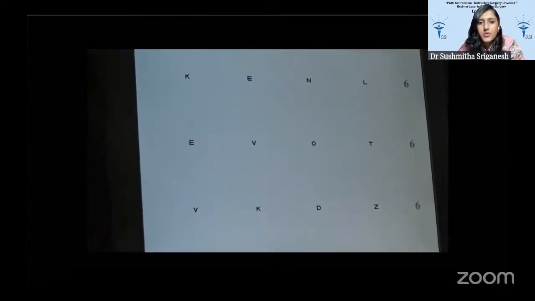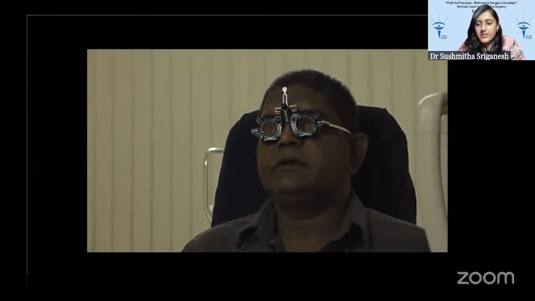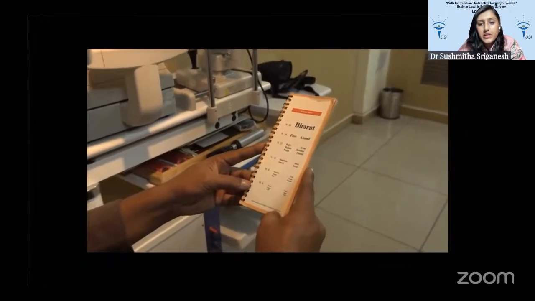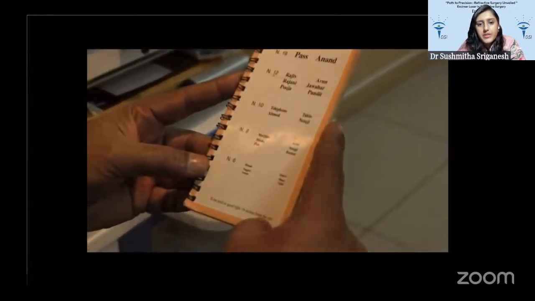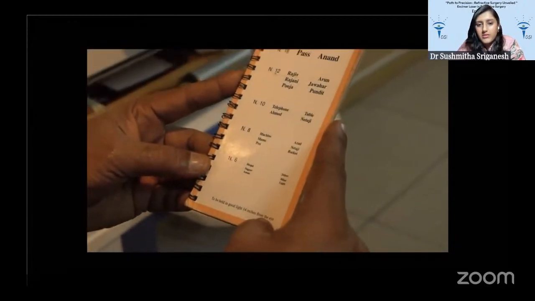Then we ask them to go about their usual activities for half an hour, like looking at their phone, reading the paper, and moving about. Then we ask them to come back and we recheck the vision. We check the distance to see if they're comfortable, if there's any blur or any intolerance. And we also check the near vision up to N6, and ask them if they are comfortable, if they have any blur or any diplopia.